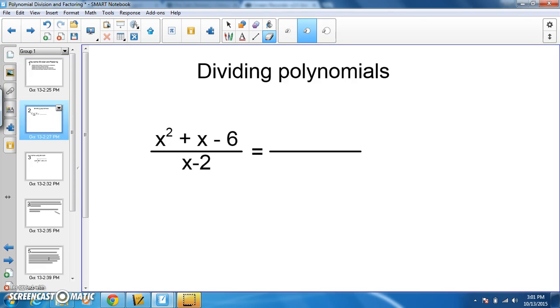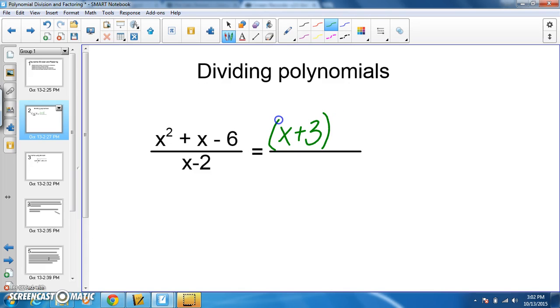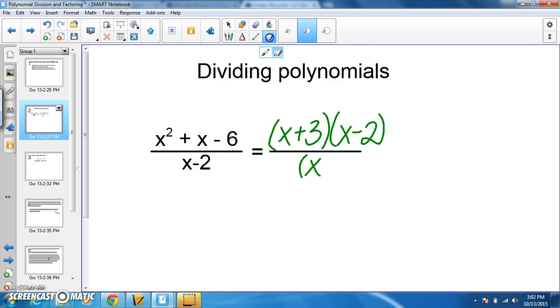So when we are talking about dividing polynomials, we have to do that the same way we would be dividing integers or other expressions. We need to reduce common factors to 1. So in order to reduce common factors, we need everything to be attached by multiplication. So I'm going to factor our numerator to x plus 3 times x minus 2. And I cannot factor my denominator, so I'm going to keep it as x minus 2.